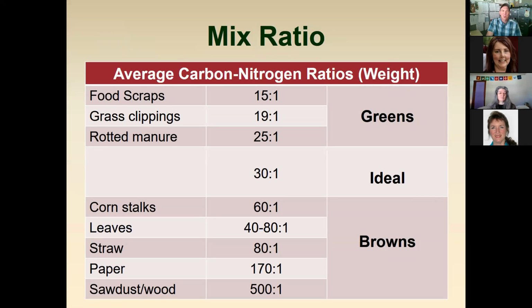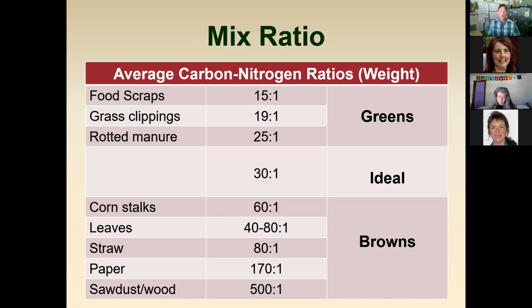These are just guidelines. This is basically what some of these various browns and greens contain as far as their ratio goes. And you notice we go by weight. We don't go by volume. So just think of it as, food scraps on the very top.